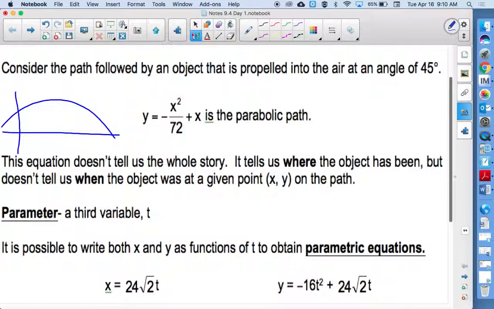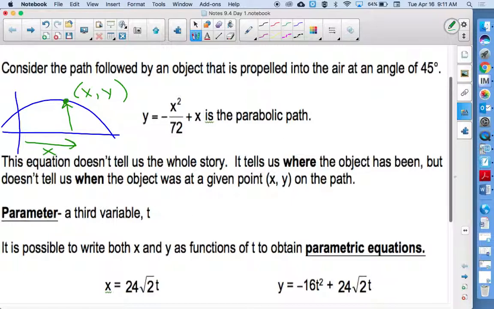But it says the equation doesn't tell us the whole story of the graph, because graphs have stories. I mean, who knew a graph had a story? It says this tells you where the object has been, but it doesn't tell you when the object was at a given point. So the where part tells us the horizontal distance. This part here is our x, so it tells us how far horizontally the ball has traveled, or whatever object it is. It also tells us how high it's traveled to get to this point, because that point has an x and a y value. So that's the location, but it doesn't say how long it's taken to get there.